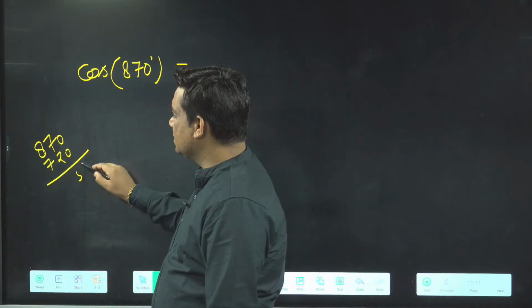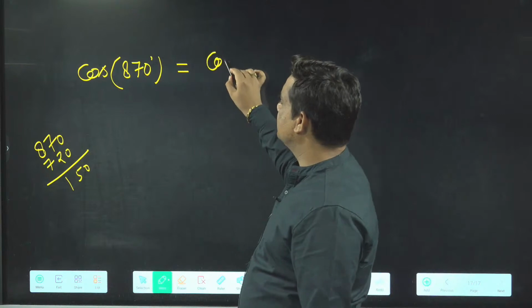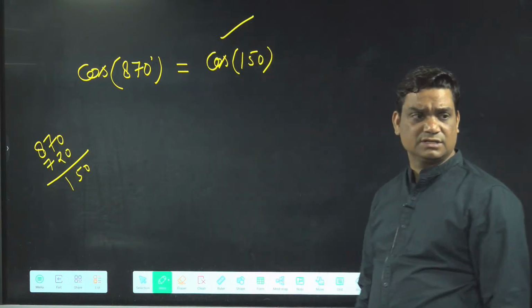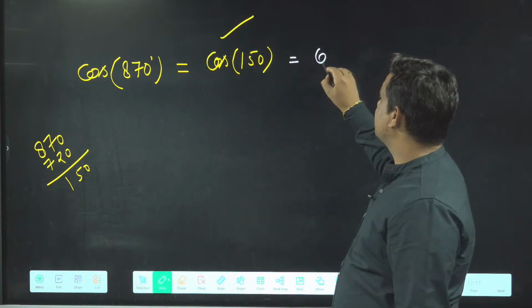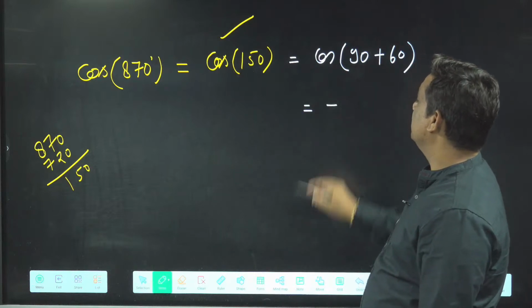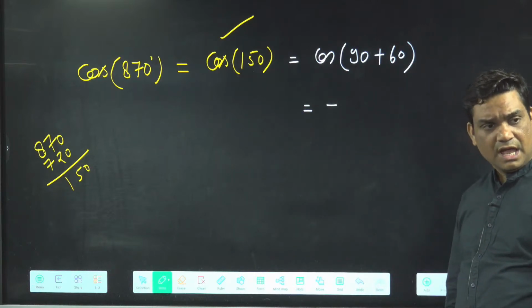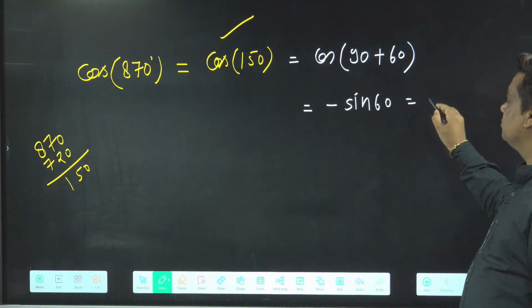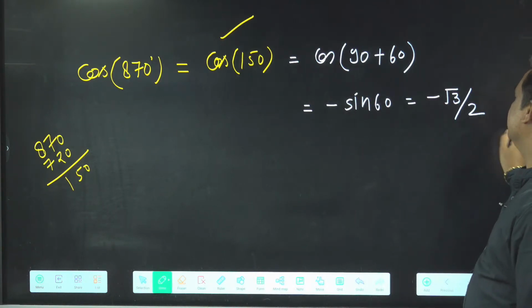720 means you will get here 150. So we can say this one is nothing but cos 150. Cos 150 we can solve easily. We can write cos of 90 plus 60. This is the second quadrant, so it will be negative first of all. And the 90 will change, so sin 60 value is going to be minus root 3 by 2.